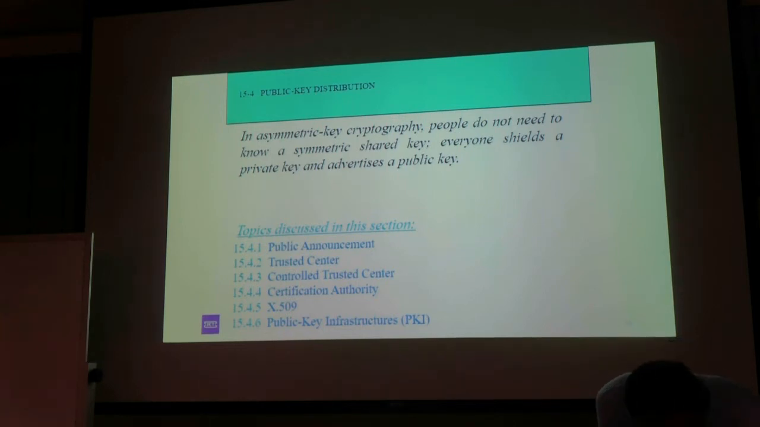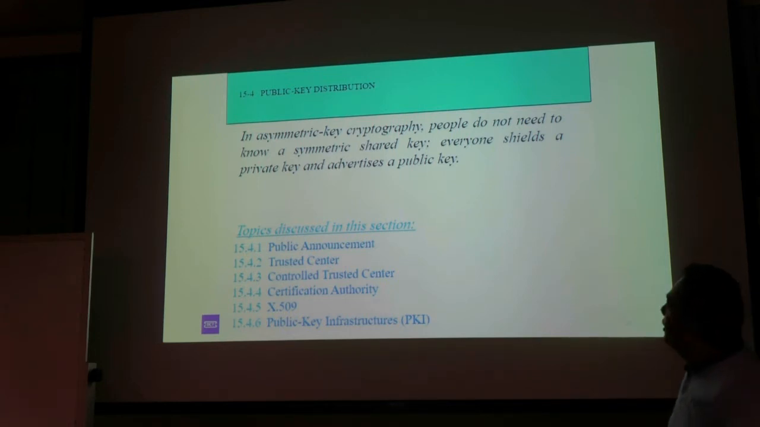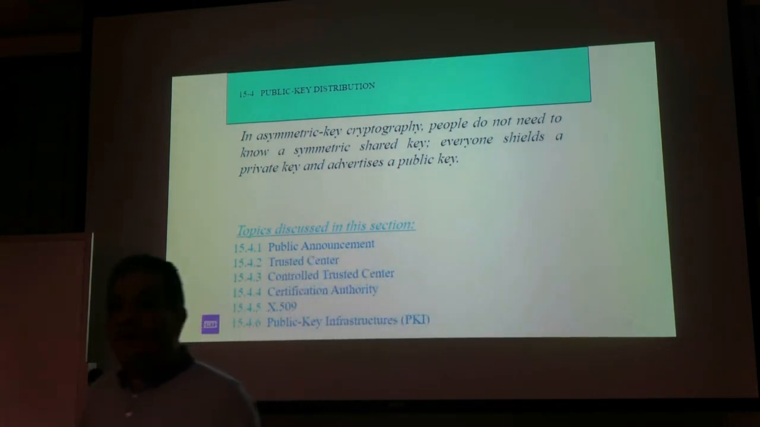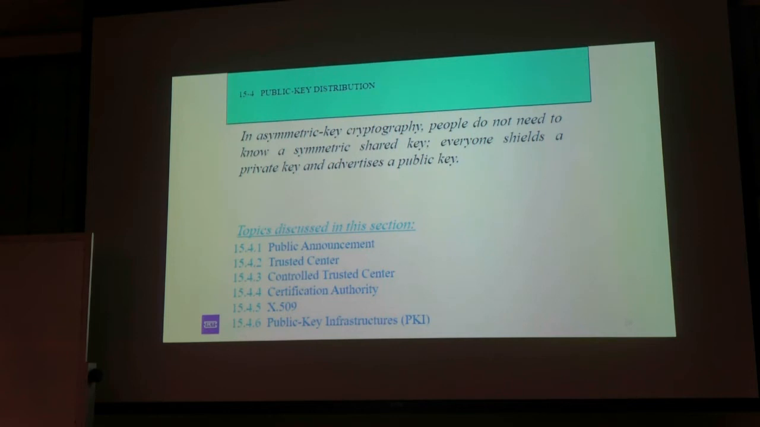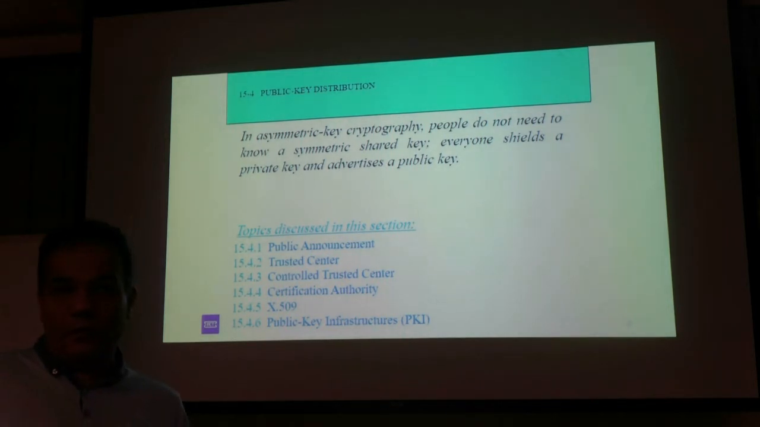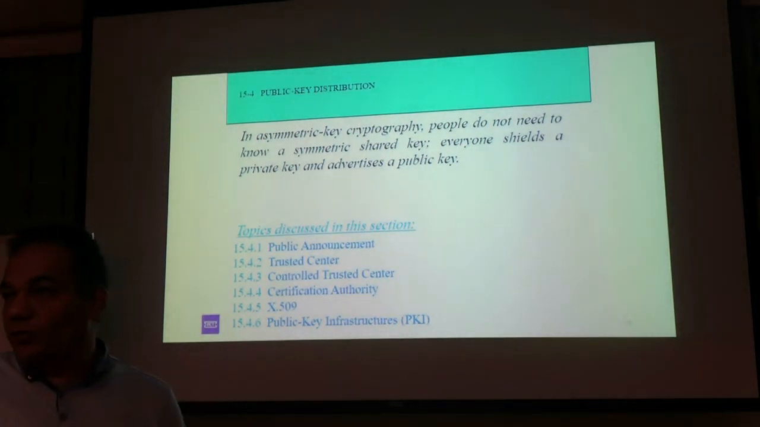So now for public key distribution, how do we distribute public keys? In asymmetric key cryptography, how many keys do we have? Two, private and public. Everybody has his own private key. We need to distribute the public key, right? So where could you put the public key? You could put it on your web page, on your wall, on your car, anywhere. You could write it in your house, right?